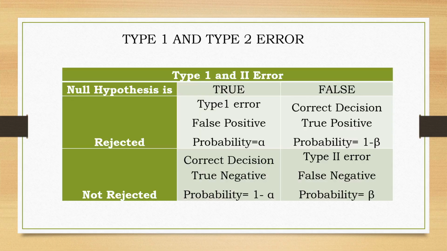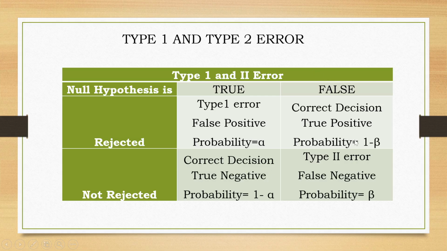Now when you look at this table, to read it, first of all, you have to be very careful. You have your null hypothesis here, and the decision for the null hypothesis, whether it is rejected or not rejected. When you have a true null hypothesis and it is rejected, we say this is a type 1 error, a false positive, and the probability is denoted by alpha. Whereas the correct decision, which is the true negative, has probability 1 minus alpha. When you add the two probabilities, you'll get 1. This is a rule in probability.